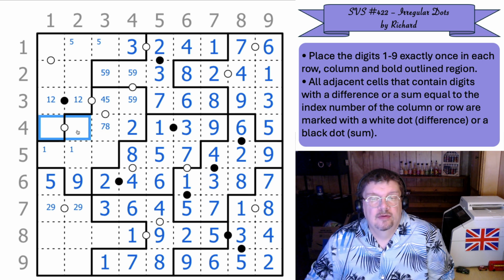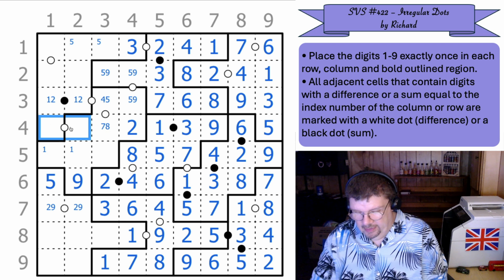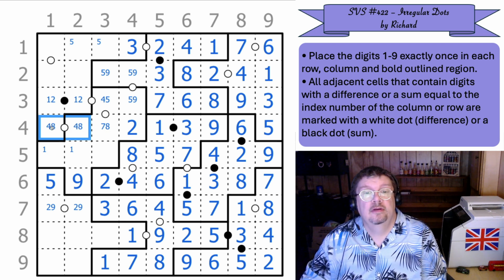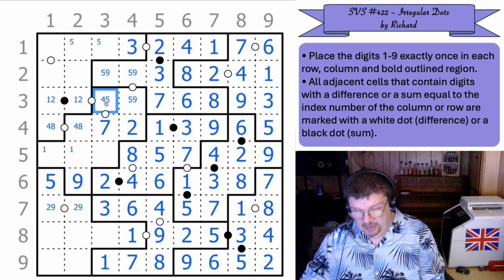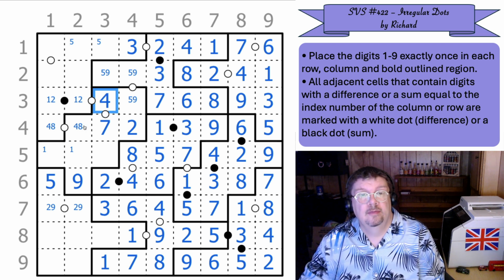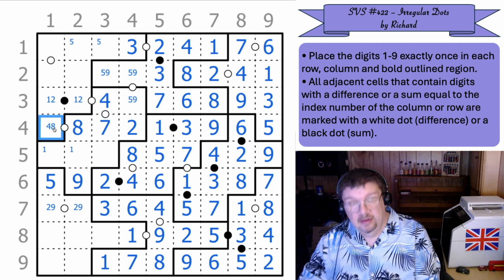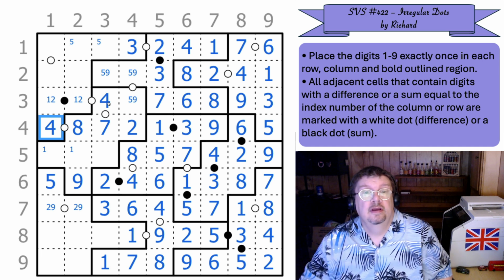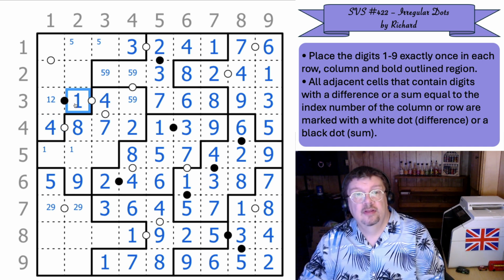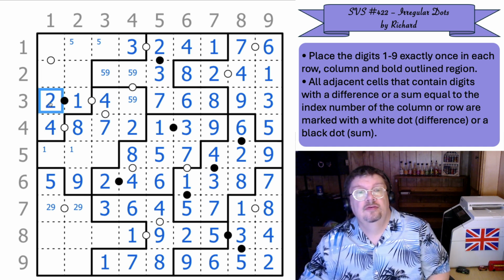And looking at what I've got left, which is 4, 7, and 8 for the row, that has to be 4, 8 in some order. That makes this 7. Difference of 3 makes this the 4. That 4 in the region makes that the 8, and that the 4. Difference of 3 makes that a 1, and that is 2.